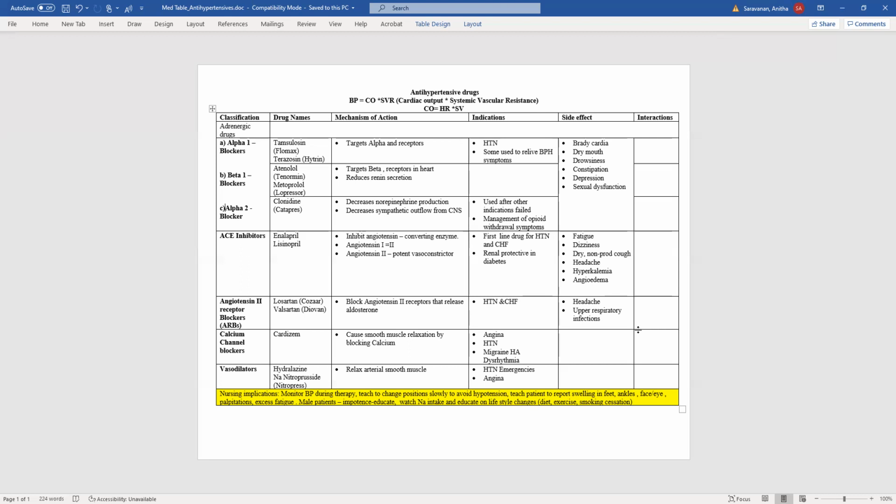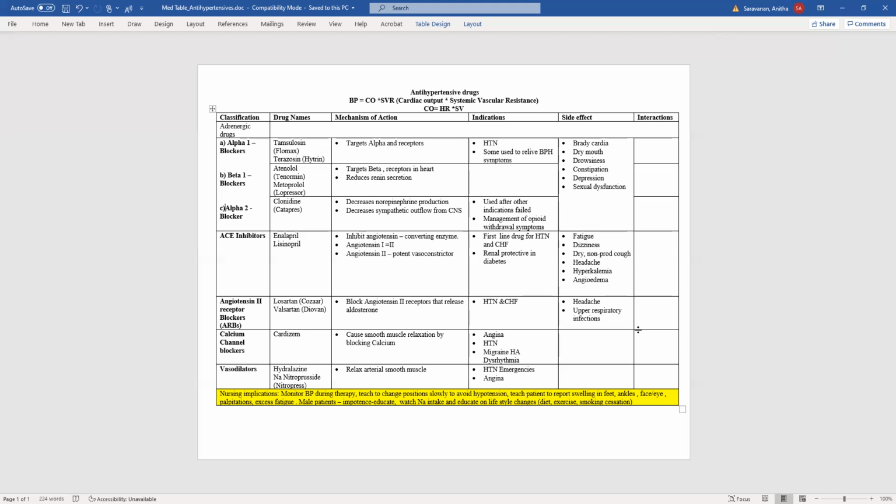to know when to hold the medication for these patients. If the heart rate is below 60 and if the systolic blood pressure is below 100. So usually there is a protocol written in the setting that you work. So that's the B class of drugs.